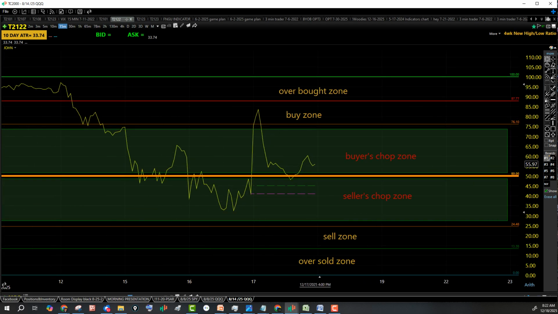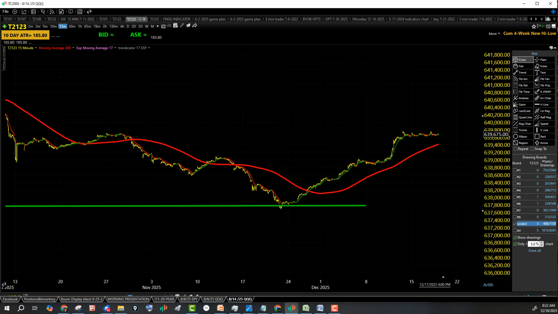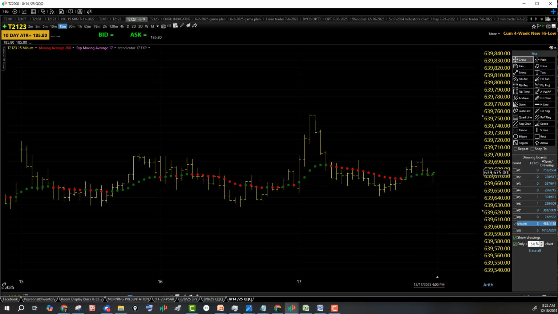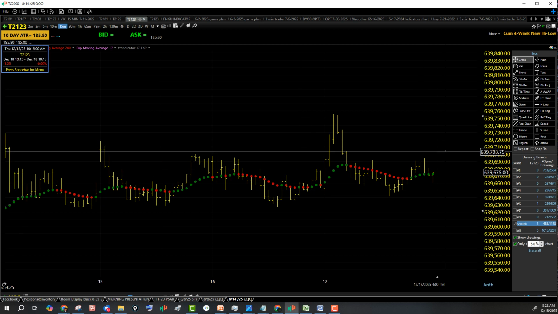T2122, okay, so you can see right here, this would be yesterday's price action. We came out of the seller's chop zone, made a brief appearance in the buy zone. For the most part of the day, we made a higher high and a higher low, and we spent most of the day in the buyer's chop zone. That's bullish, coming from this low up to this high right up here. That's bullish, and then an uptrend right there. So on T2122, T2123, still moving up, and look at the hold of the higher ground. We're still in an uptrend. We haven't made any lower lows, so we're still bullish and still in an uptrend right there.